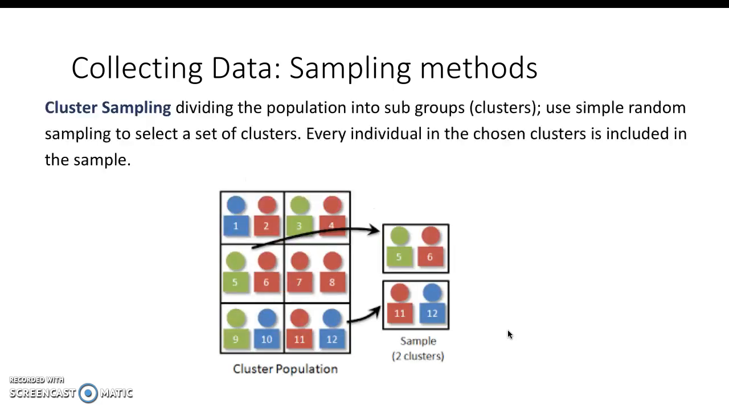Cluster sampling starts off similarly, where we take the population, we're going to divide it into subgroups we call clusters, and then we use simple random sampling to select a set of clusters. So for each of the clusters that are selected, all of the members in those clusters are included in the sample. Okay, so you can see how in the example there are 6 clusters, 2 are selected, and all the members in each of those clusters are included in the sample.